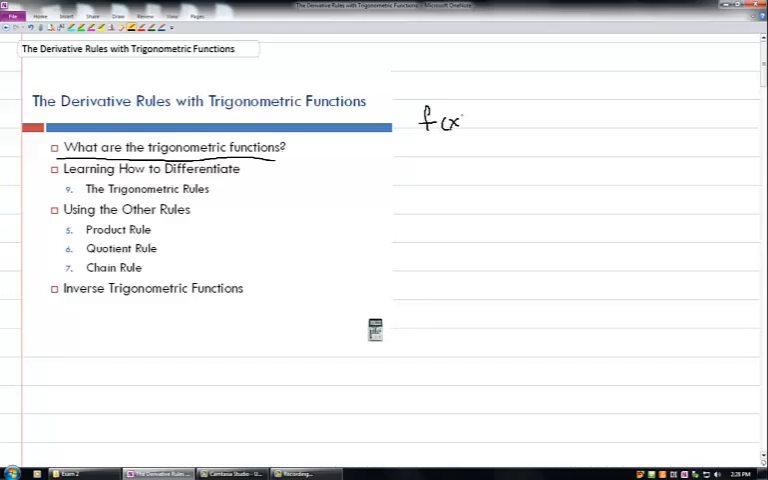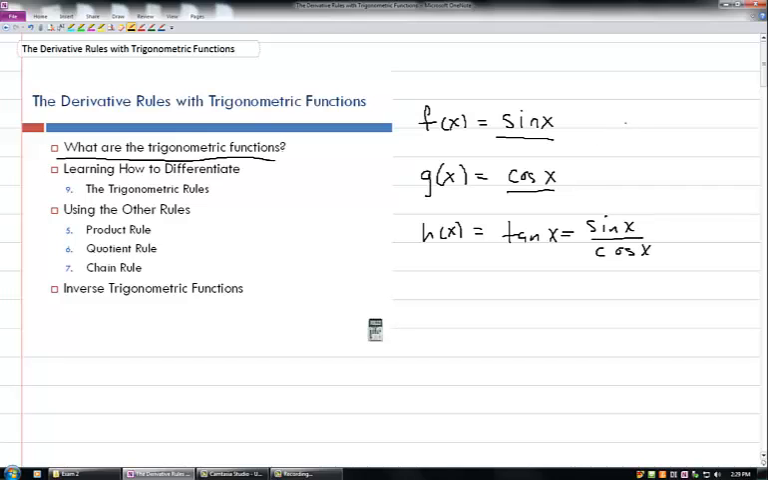f of x is equal to, let's do sine x, versus another trigonometric function, g of x equal to cosine of x. The remaining trigonometric functions can be written in terms of sines and cosines. For example, h of x equal to tan x. It's equal to sine of x over cosine of x.